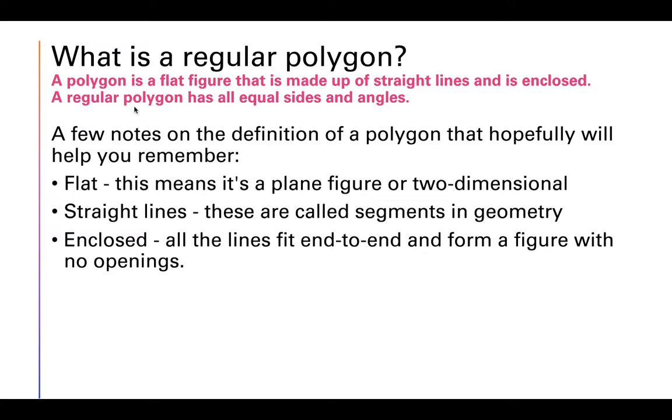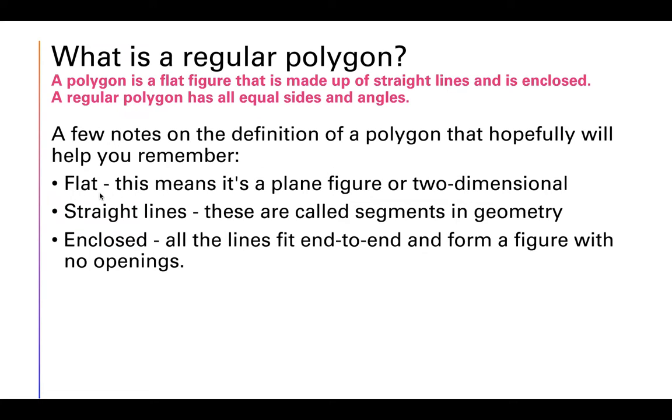A polygon is a flat figure that is made up of straight lines, and it is enclosed, means that it's not open, it's closed up. And yes, I know what a polygon is, but what's a regular polygon? A regular polygon has all equal sides and angles. So all the sides on the polygon are the same, and all the measurements of all the angles are the same. And all the sides are straight lines, okay? And it's a closed shape.